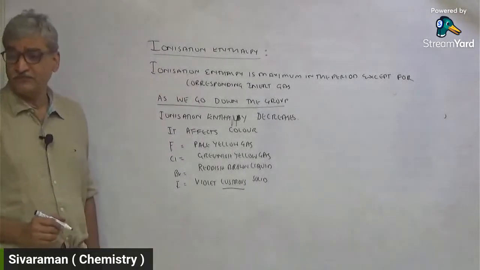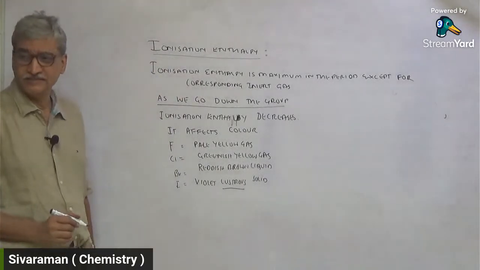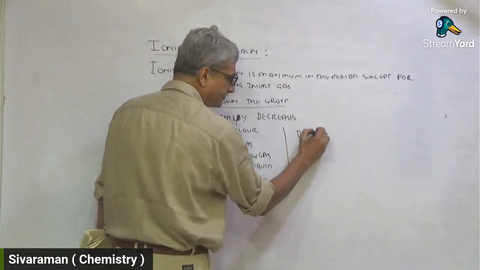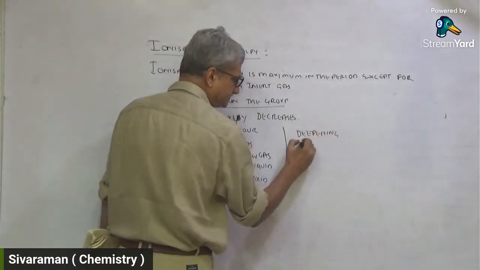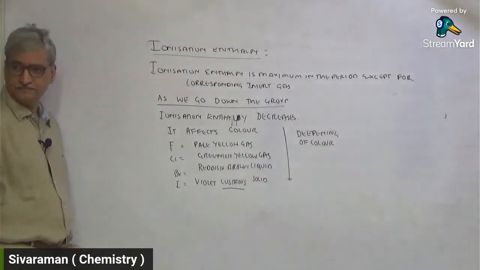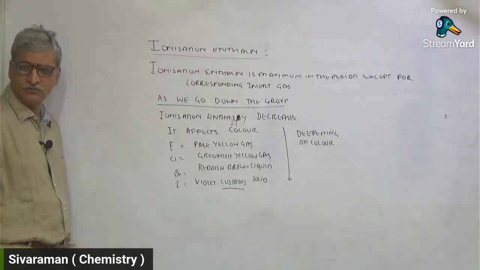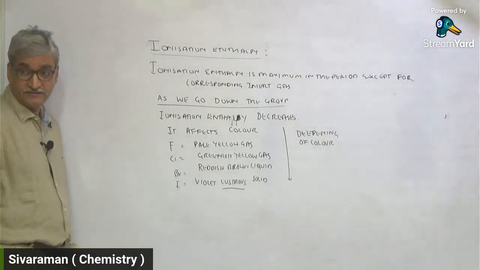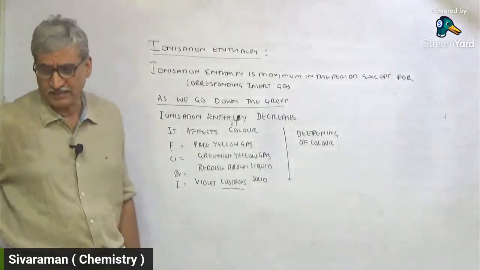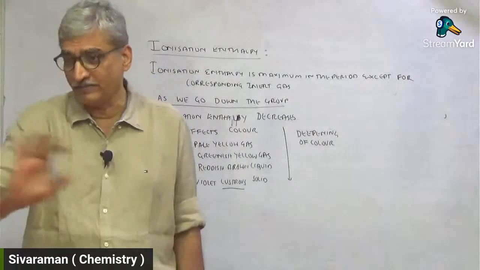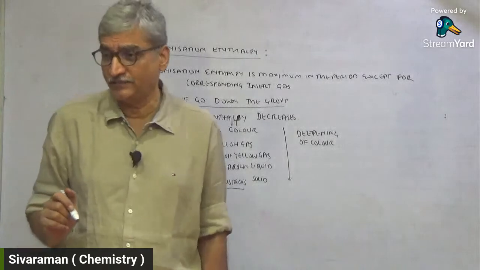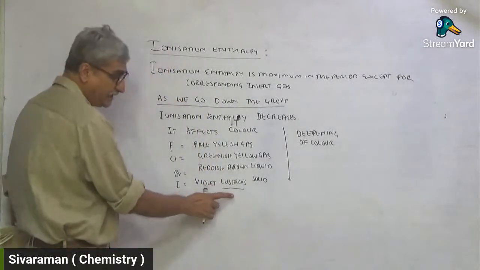So what can you see? The first effect of decrease in ionization enthalpy is the deepening of color. From pale yellow to greenish yellow to reddish brown to violet, lustrous solid. Now, this is a group of non-metals: fluorine, chlorine, bromine, iodine. These are perfectly non-metals. Nobody has said it's a metal. But because of the decrease in ionization enthalpy, you find certain metallic property like luster.